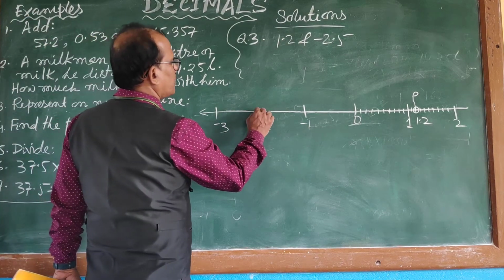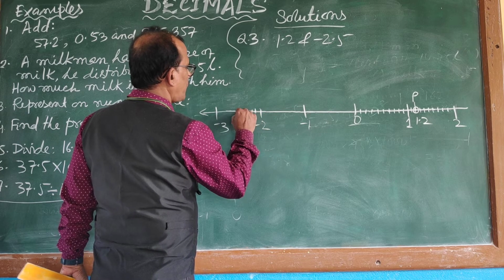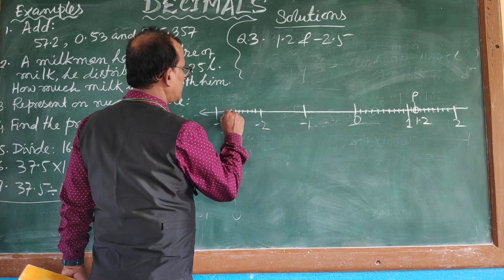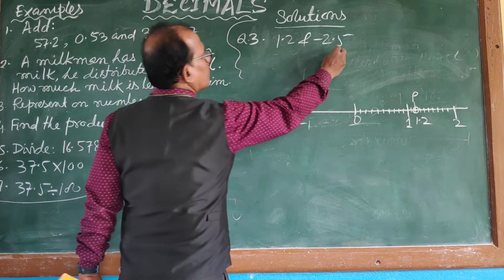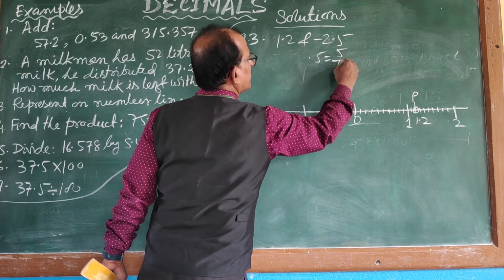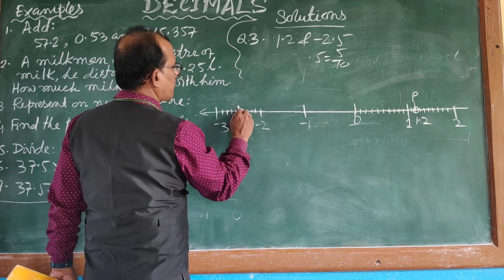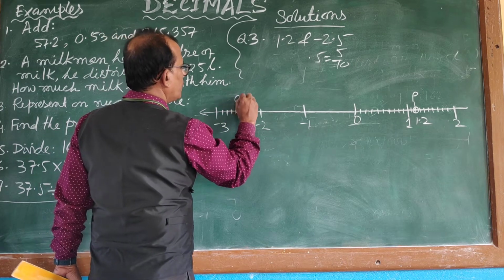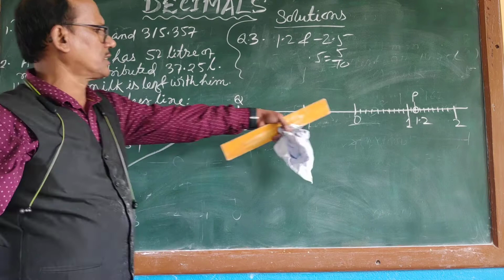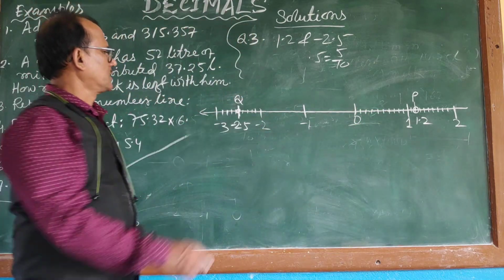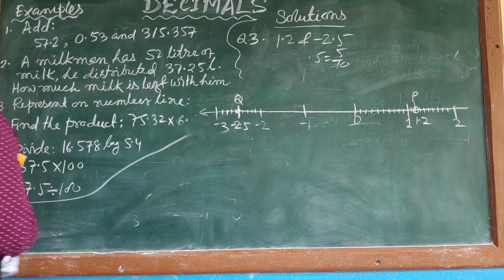So minus 2.5 will definitely lie between minus 2 and minus 3. So here you draw 10 divisions: 1, 2, 3, 4, 5, 6, 7, 8, 9 and 10. You understand the 10 divisions you have drawn? This will be 0.5, meaning 5 by 10. So it will be the fifth division. If this point is Q, then Q will represent minus 2.5. You understand? So P represents 1.2 and Q represents minus 2.5. Did you understand it? You just draw it this way. Number line part is over.